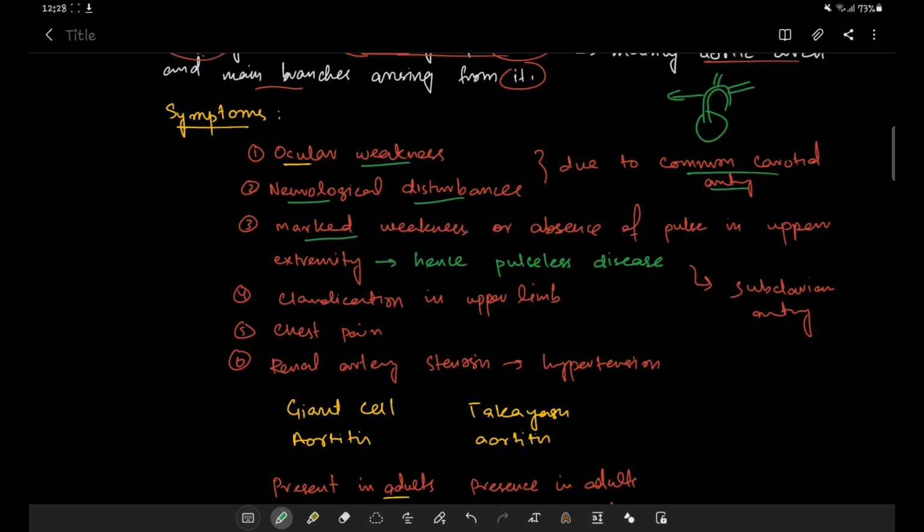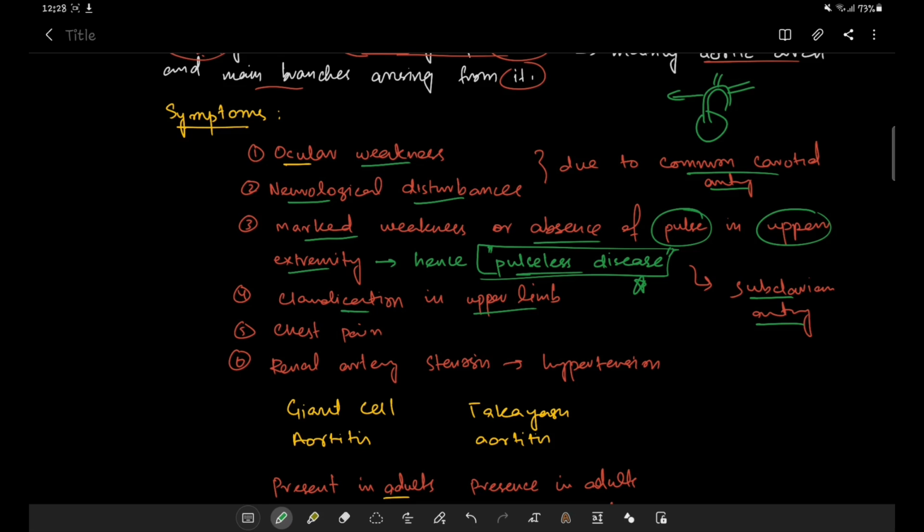There may be marked weakness or absence of pulse in the upper extremity, and this is due to the involvement of the subclavian artery. And due to the absence of this pulse or weakness of this pulse, this disease is also called the pulseless disease. There is no pulse or weak pulse in the upper extremity due to the involvement of the subclavian artery, so it is also called pulseless disease. So it is an important point, pulseless disease.